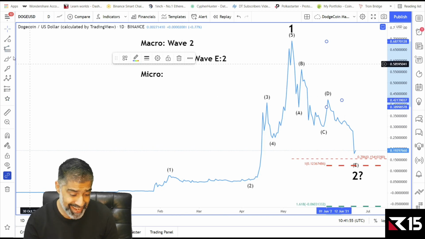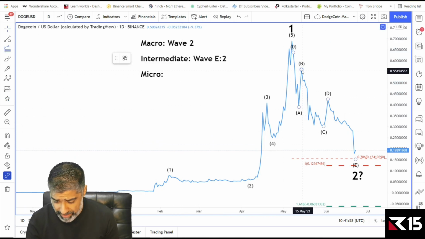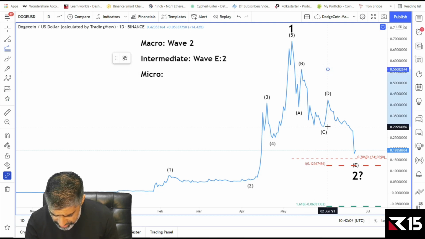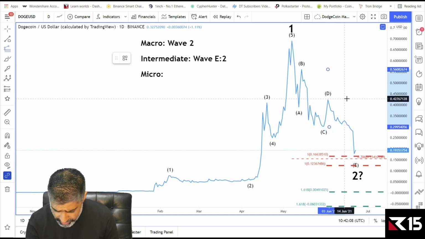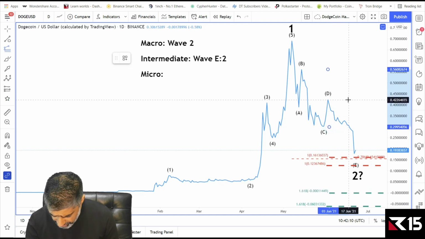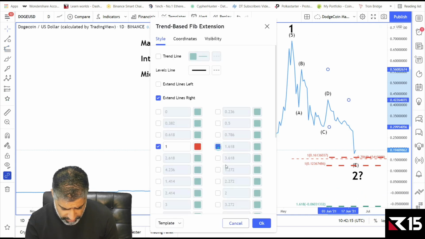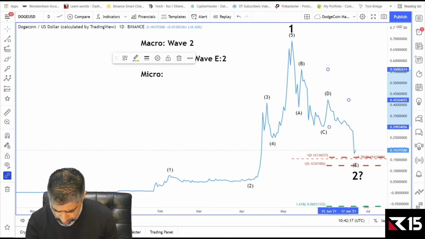And then we're going to do the exact same thing again, but this time from this wave C. We're going to measure this high, but I'm going to do it again from up here. I'm going to measure this C low, and we're going to project it forward from this wave D high. I'm going to get rid of these because these are irrelevant, and get rid of this one as well.